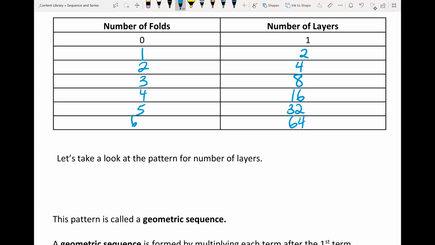So in order to get from 1 to 2, we're going to multiply this by 2. In order to get from 2 to 4, we can also multiply it by 2. 4 to 8, we multiply 4 by 2, and so on and so forth. And if you look at this pattern, we can see that if we would just keep multiplying by 2, we're going to get the next number.